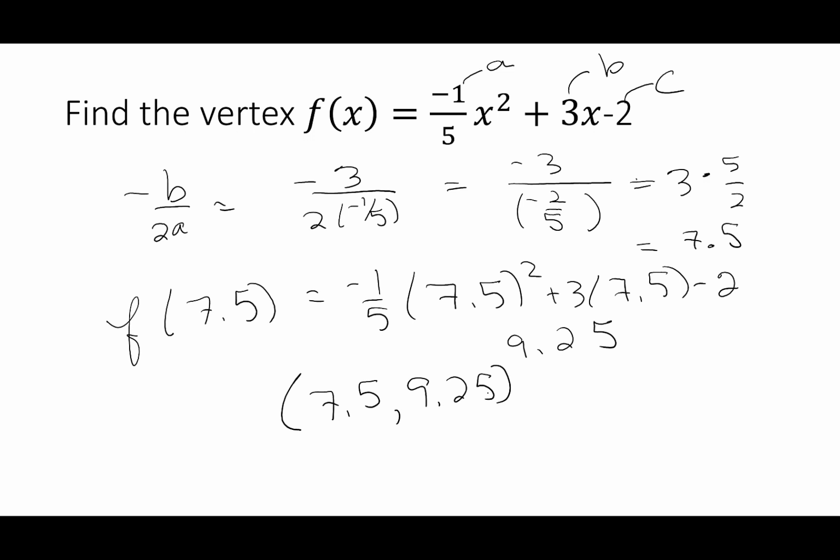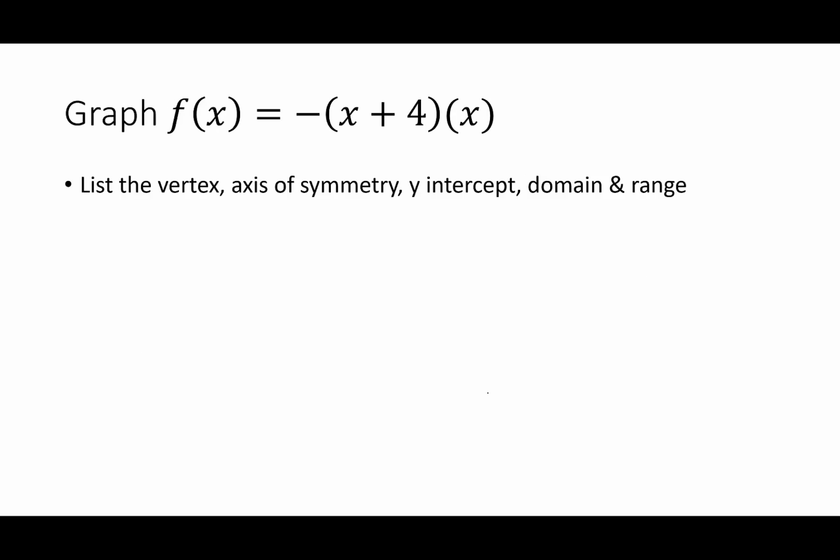So let's go back to listing our vertex, axis of symmetry, intercepts, domain and range, all of that, but let's use this new format where it doesn't have to be in the form a times x minus h squared plus k. So this time I have f of x is negative x plus 4 times x. I'm not ready to do the vertex, I'm not ready to do the axis of symmetry, but I could tell you the intercepts. So f of 0 is negative 0 plus 4 times 0, which is just 0. So I have a y-intercept at 0, 0.